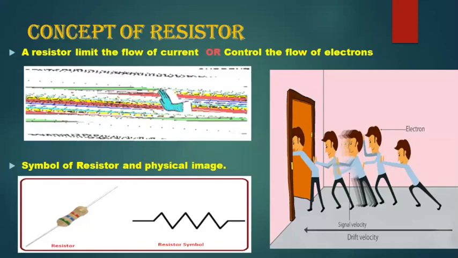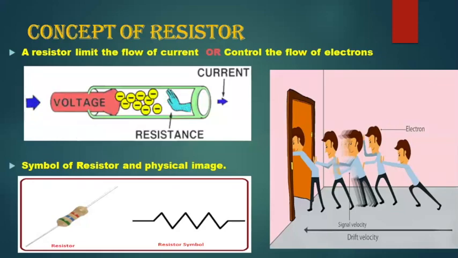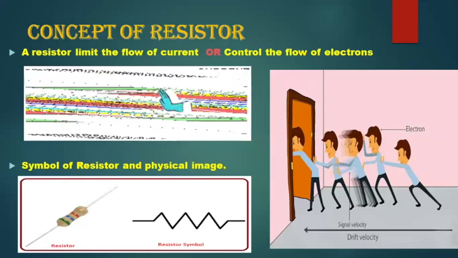Now the symbol of a resistor and its physical image is shown on the slide. On the left side you can see a brown component having red, blue, green bands on it. That is how your actual resistor looks like. And on the right side you can see a symbol that is used when we draw circuits, or you can say we can draw a resistor in our notebooks like this.